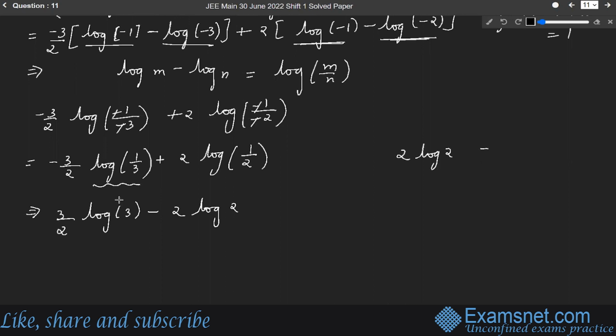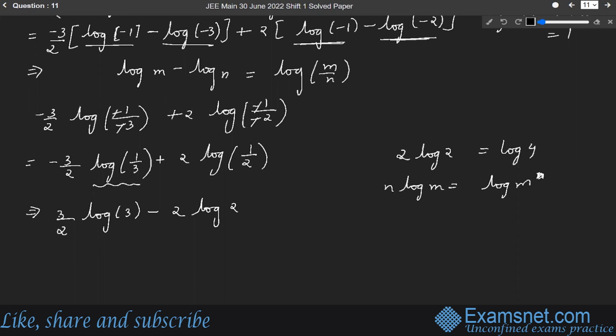Now there is a very basic value, which is 2 log 2. What is the value of 2 log 2? It is log 4, right? How is it log 4? Because we know that n log m is equal to log m power n. So here 2 log 2 will be equal to log 2 power 2. And what is log 2 power 2? It is log 4, right? So we have used this basic formula here.